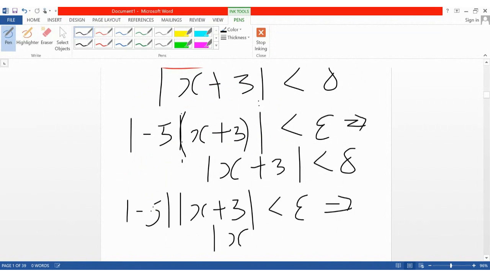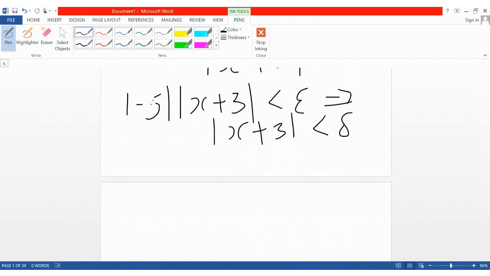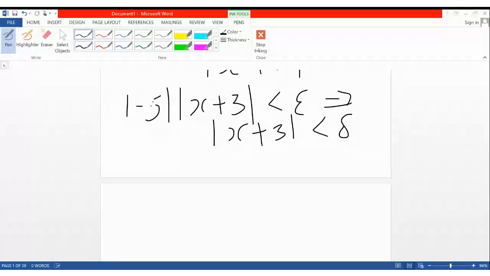What is the magnitude of negative 5? I want an answer. Negative 5, okay, another person. 25, okay. No one is getting it. Okay, let me show you how you get it.